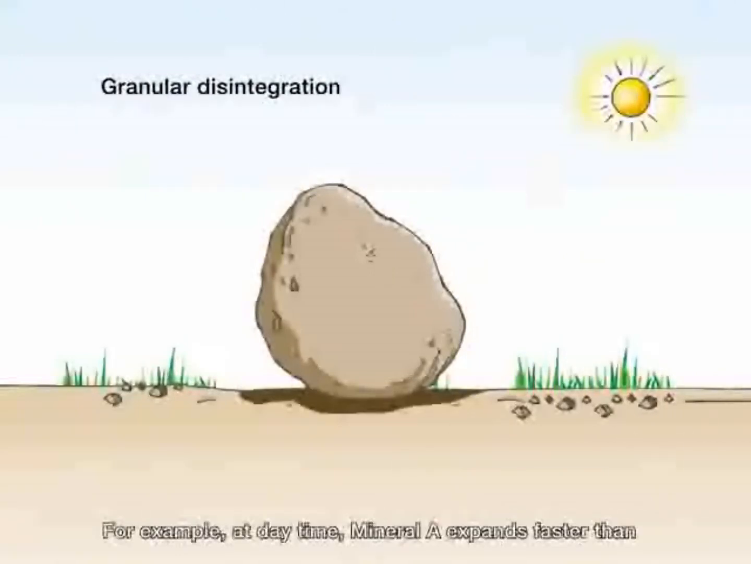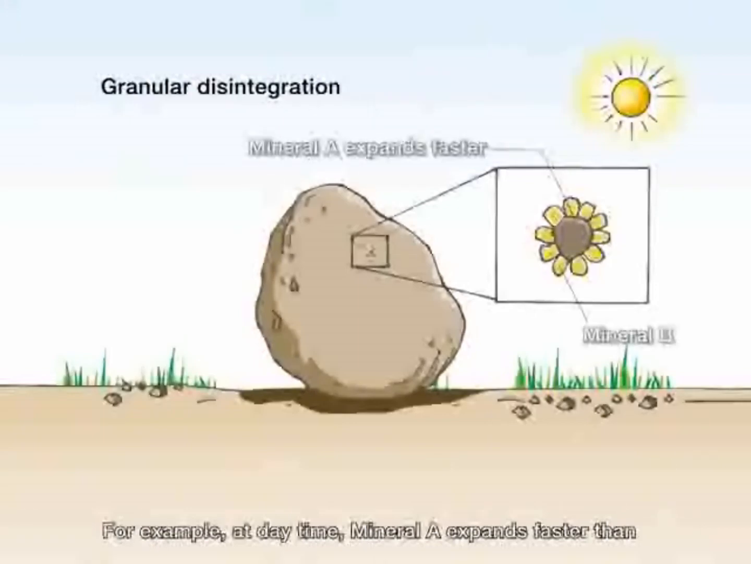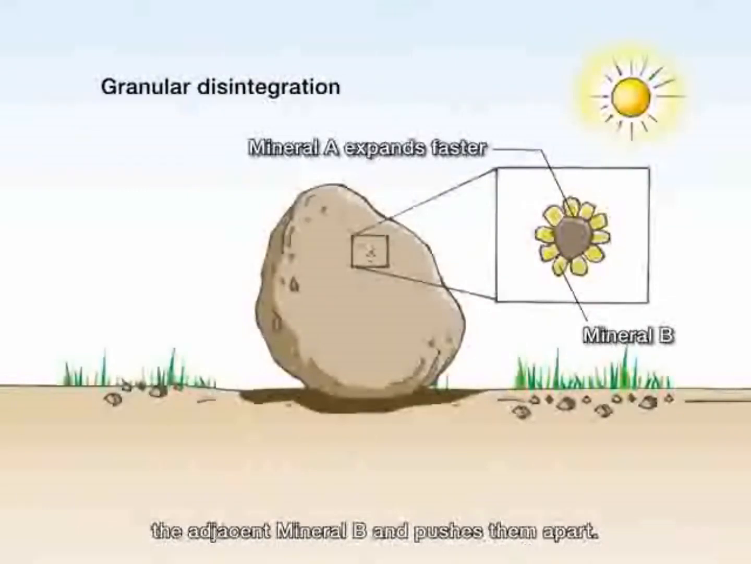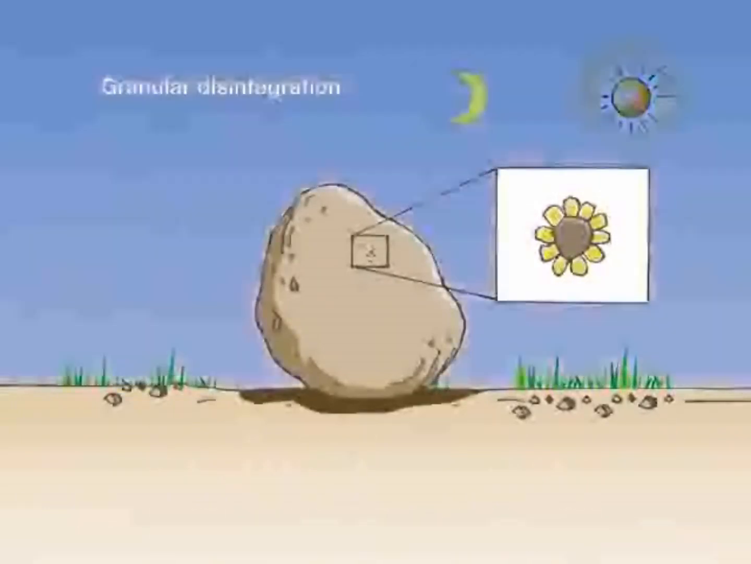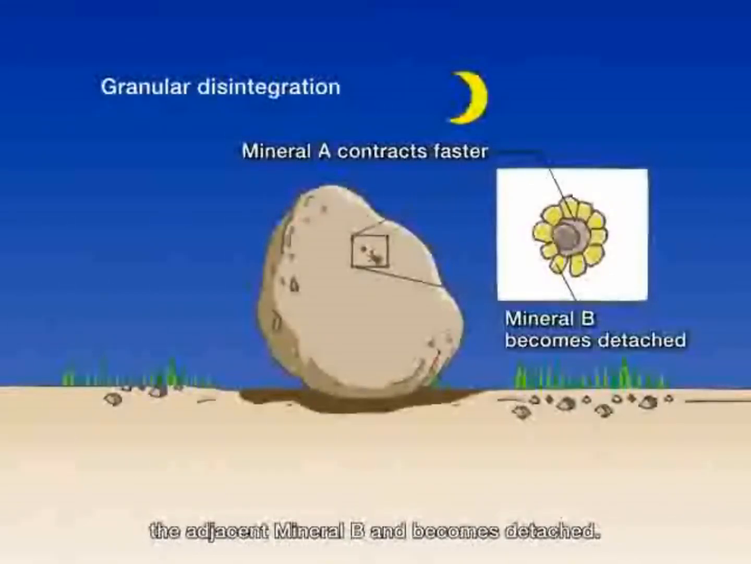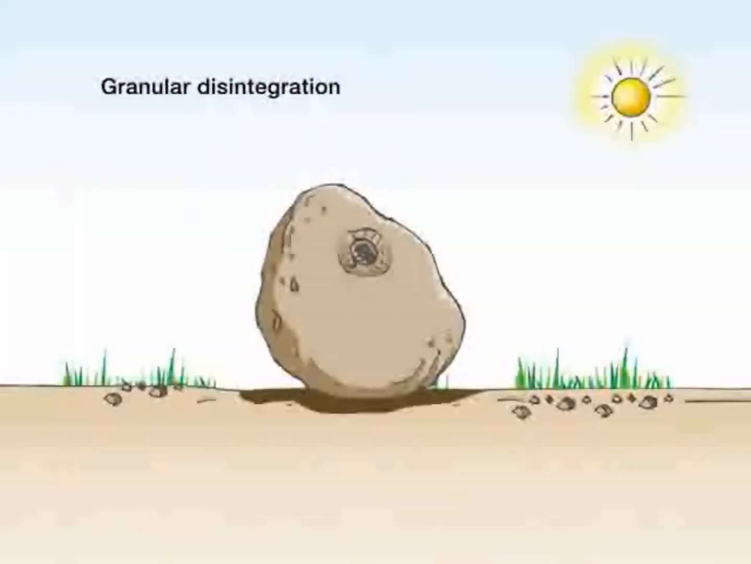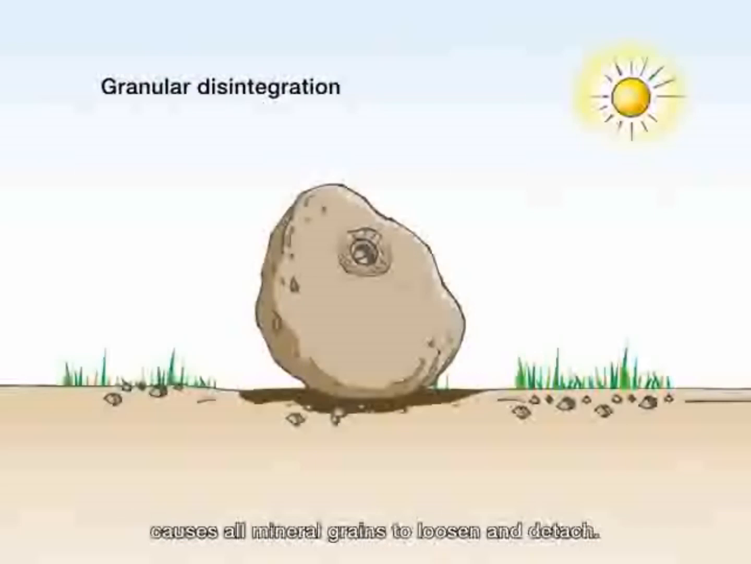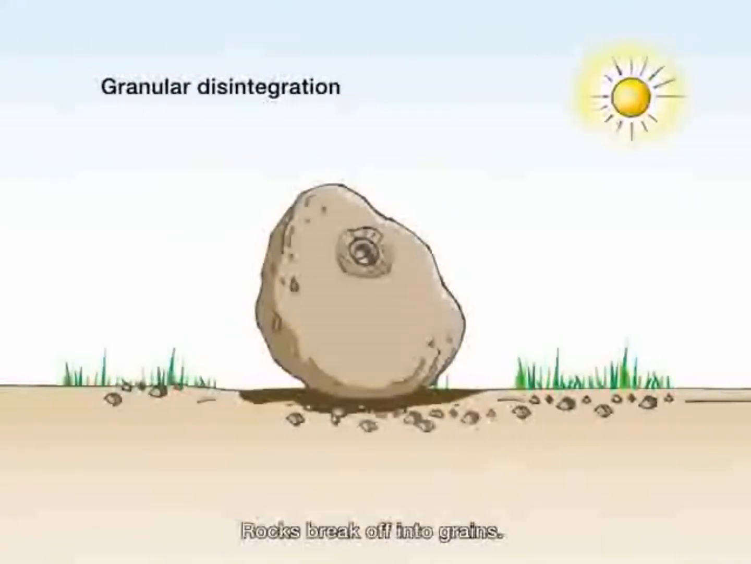For example, at daytime, mineral A expands faster than the adjacent mineral B and pushes them apart. During nighttime, mineral A contracts faster than the adjacent mineral B and becomes detached. Repeated expansion and contraction causes all mineral grains to loosen and detach. Rocks break off into grains. In time, rocks disintegrate into small pieces.